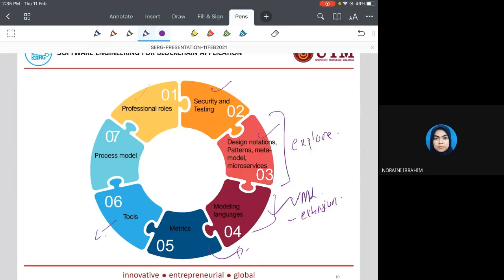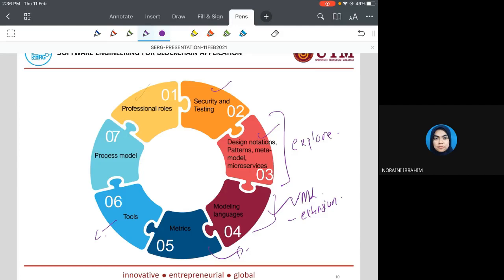Because in one of the papers I read earlier, the researcher stated that until today there is no specific testing framework for blockchain. I don't know, because that paper was from 2019 or 2020, whether that framework has already been developed. So maybe you can check after this.